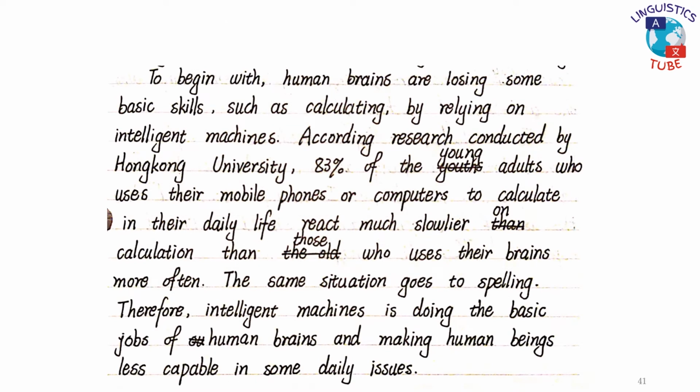To begin with, human brains are losing some basic skills, such as calculating, by relying on intelligent machines. According to research conducted by Hong Kong University, 83% of the young adults who uses their mobile phones or computers to calculate in their daily life react much slower on calculation than those who use their brains more often. The same situation goes to spelling. Therefore, intelligent machines is doing the basic jobs of human brains and making human beings less capable in some daily issues.